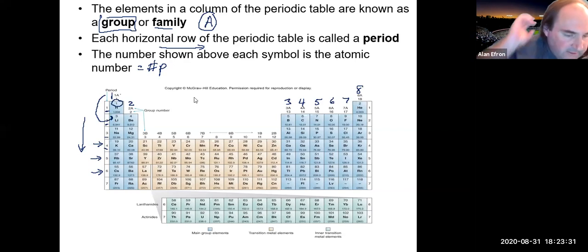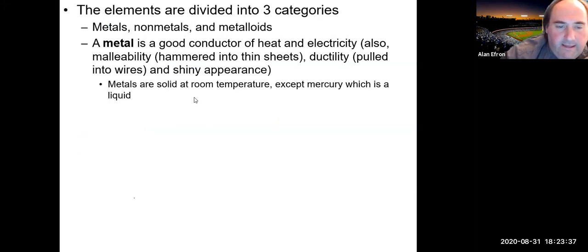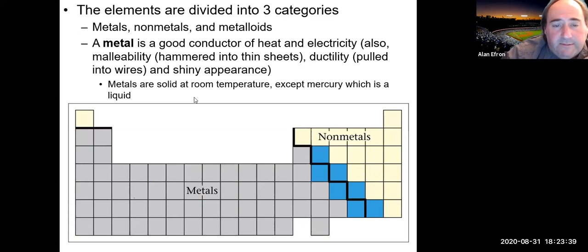Some other important parts of the periodic table are metals, nonmetals, and metalloids. As I mentioned before, it is essentially broken up like that. And as you can see on the last periodic table, usually to the left of the staircase, and also those on the bottom, the two rows on the bottom, are metals. Metals are good conductors of heat and electricity. They also have good malleability. You can hammer them into sheets. You can pull them into wires.